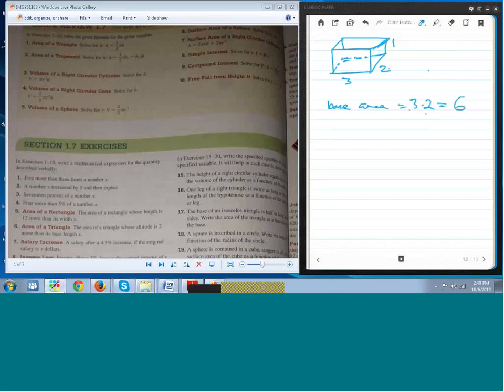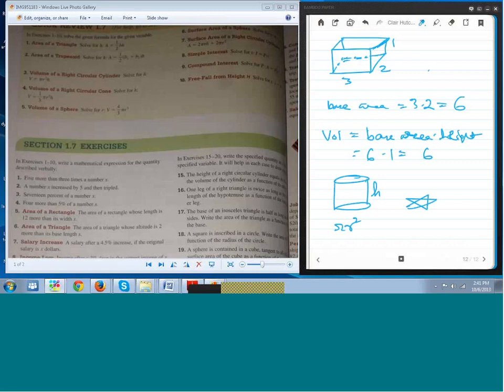Now all you have to do is multiply with the height. So that's the secret. You don't have to memorize 10 different formulas for cylindrical shapes. Just know that you have to get the base area and multiply with the height. 6 times 1 equals 6. And this is true for any kind of shape. Even if it's a cylindrical shape, all you have to know is the base is a circle. It's going to be pi r squared multiplied with h.